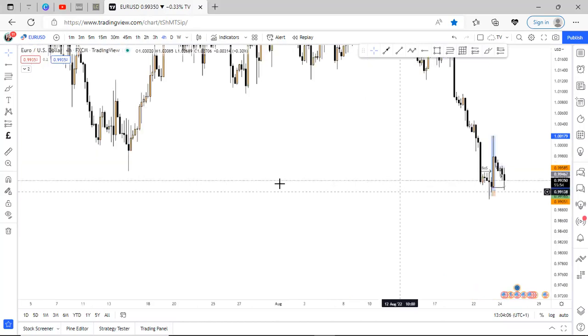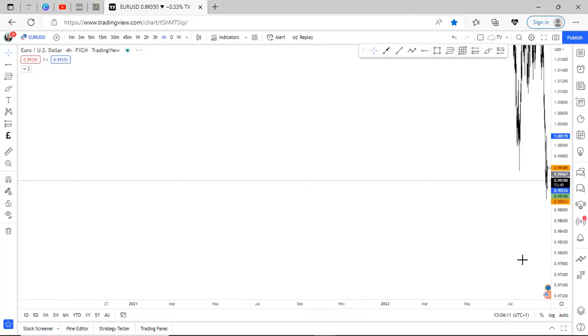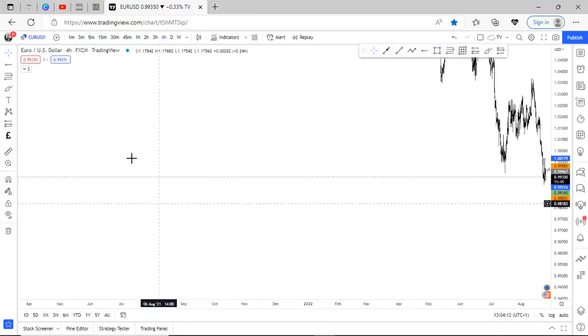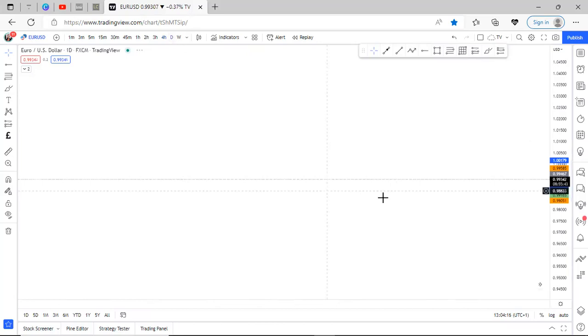I didn't specifically find a supply zone from the left. As you can see, we're on the 4 hours right now, and I'm scrolling back, but you can see the supply zone is so far away from where price is at the moment.